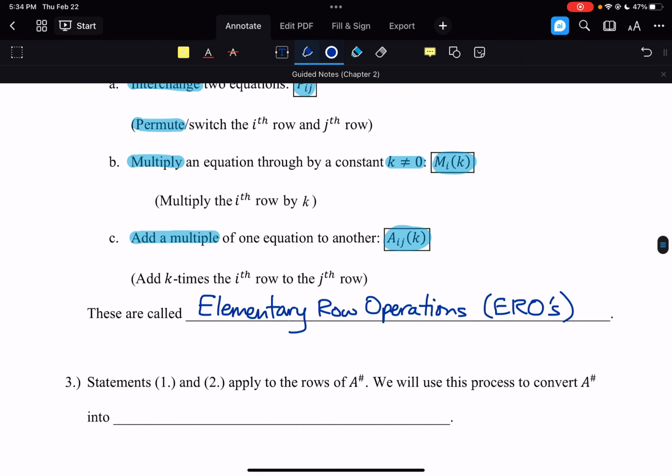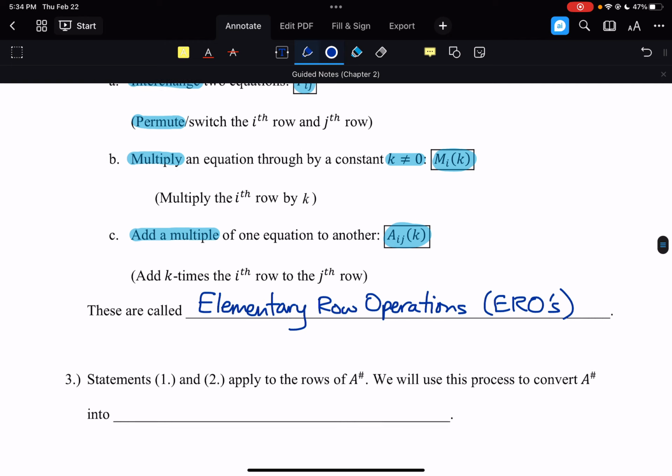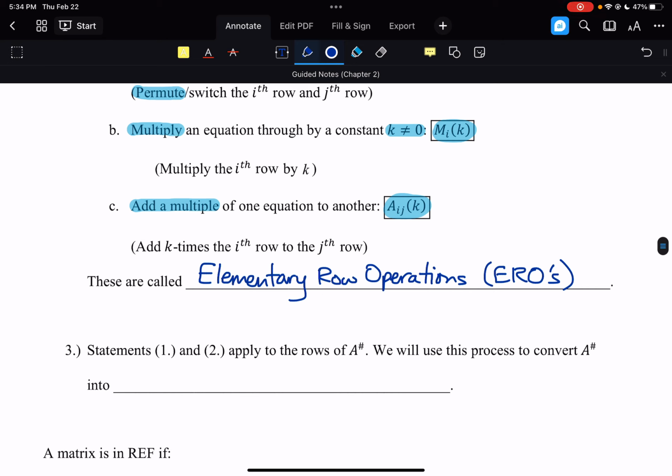Now, combining the first concept of back substitution with this second concept of the EROs, we can apply these to the rows of an augmented matrix A. We will use this process to convert that augmented matrix A into what we call row echelon form, also abbreviated as REF.